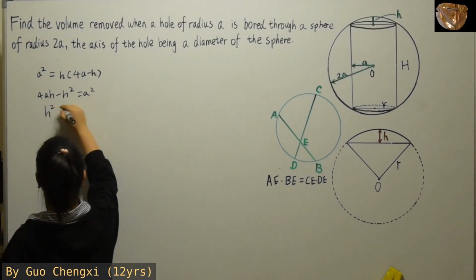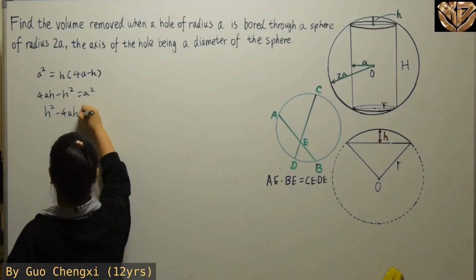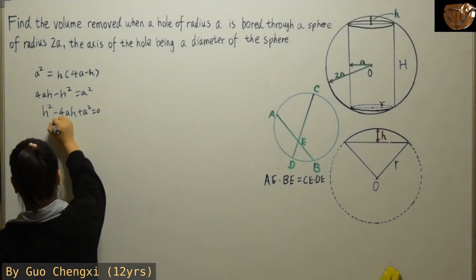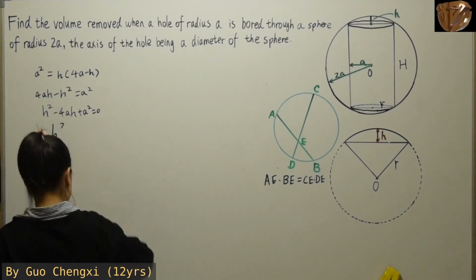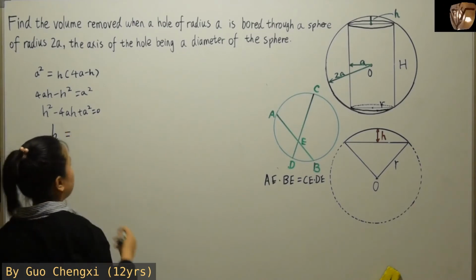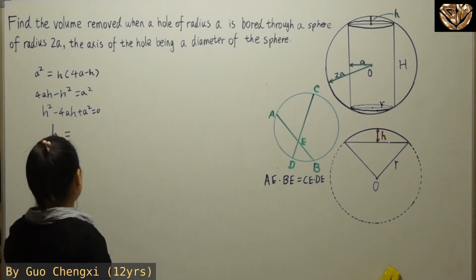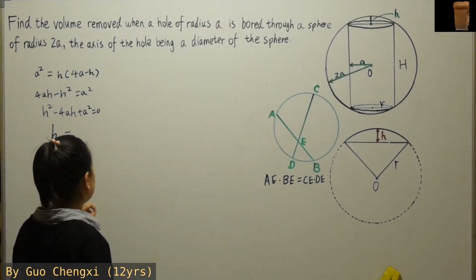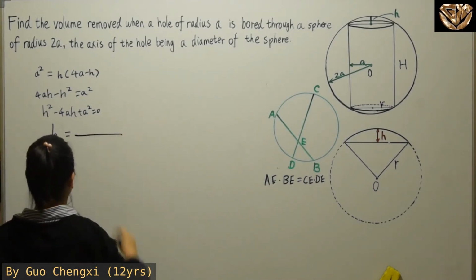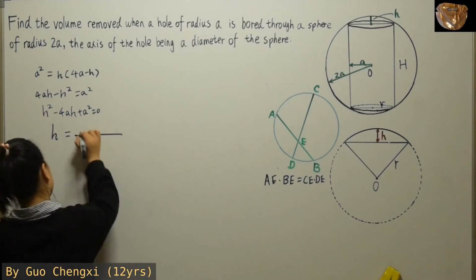So if you move this here, you realize that this will become h squared minus 4ah plus a squared equals 0. And now we use the quadratic formula, whereas we can find what h is. So h, by using the quadratic formula, should be negative b plus minus the square root of b squared minus 4ac, over 2a. Over here we'll have negative b, whereas for this negative 4a, once you negative again, it becomes positive.